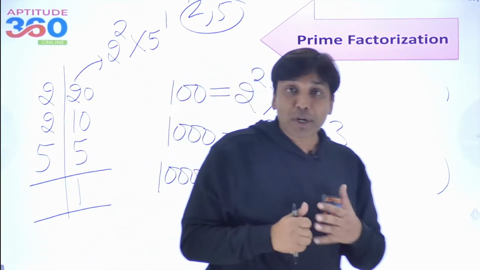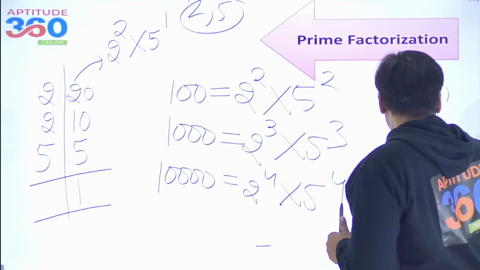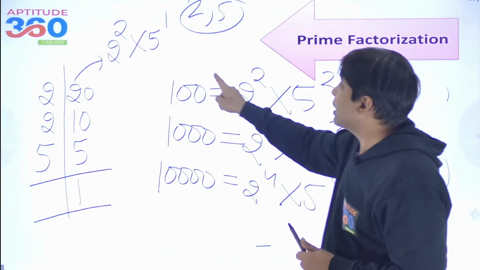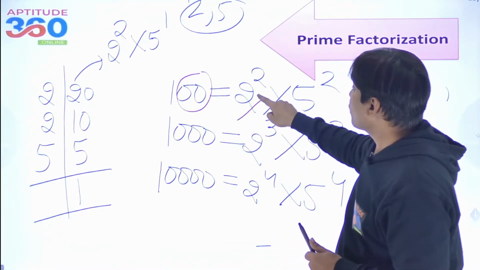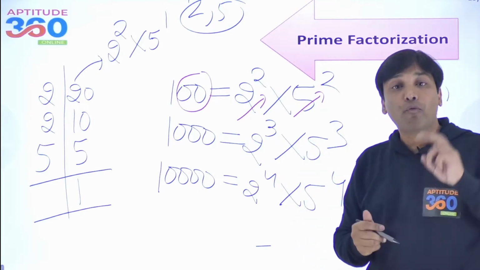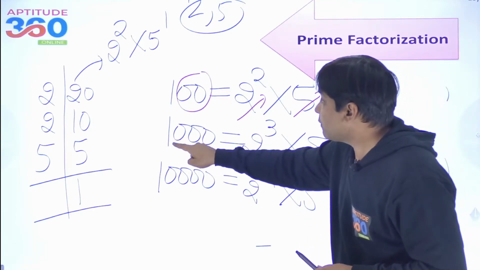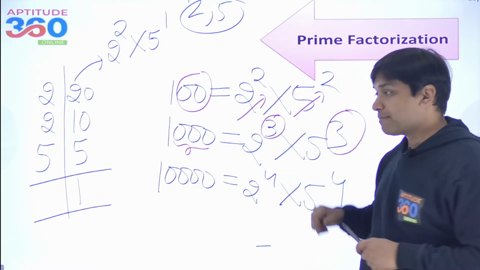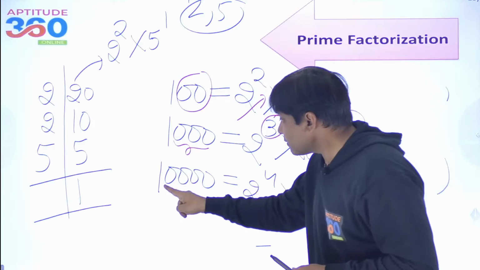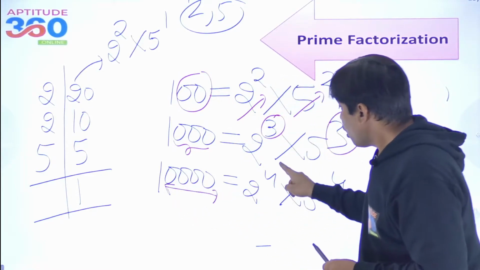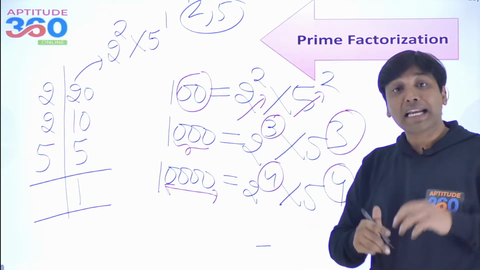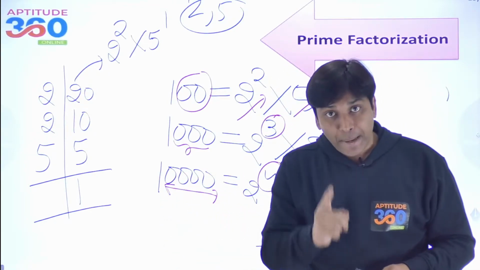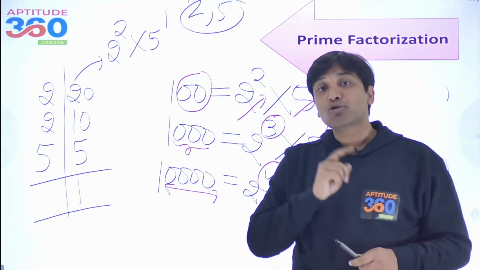Do you understand what I'm trying to say? Why am I having two zeros when I'm talking about 100? Because I have got two 2's and I have got two 5's. Similarly, in the case of 1000, we have got three 2's and three 5's. Is that okay? In the case of 10,000, we have got four 2's and four 5's, and hence we have got these many zeros out here. Pairs of 2 and 5 will decide how many zeros there are.